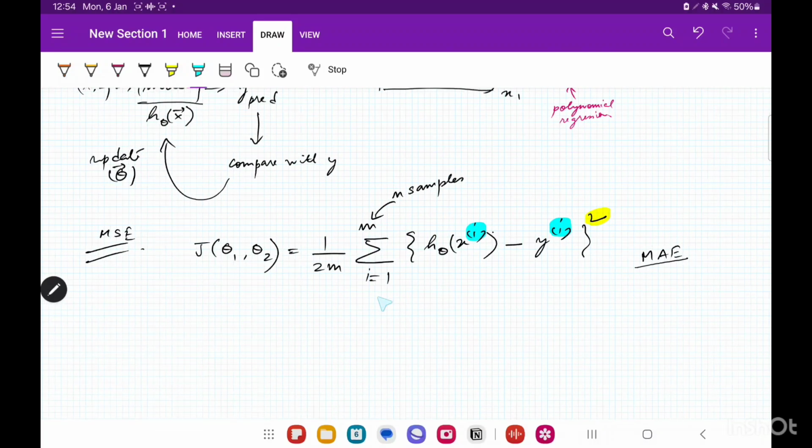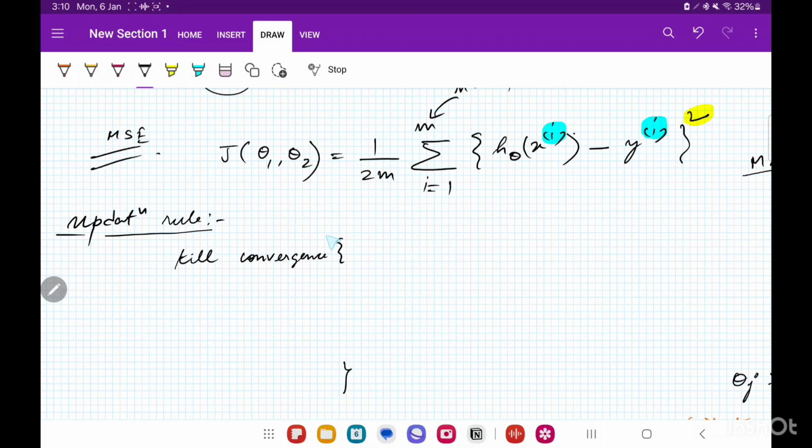Over each iteration, we calculate the difference between predicted and actual values for all data points, average the results, and we use that to update theta 1 and theta 2. This process continues until the model converges to the best approximation of the data.